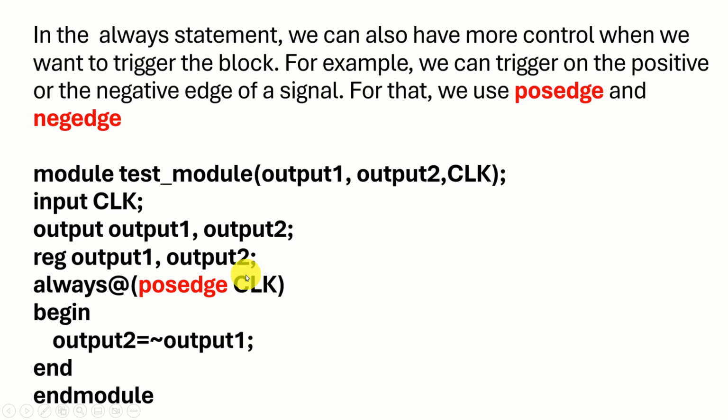Then, in the always statement, we can also have more control over when we want to trigger the block. For example, we can trigger on the positive or the negative edge of a signal. For that purpose, we use the keywords posedge and negedge. For example, over here, I define a module that will execute this always block on the positive edge of the clock. In this particular example, a clock is a train of pulses, and whenever the rising edge of the clock arrives, this block will be triggered.